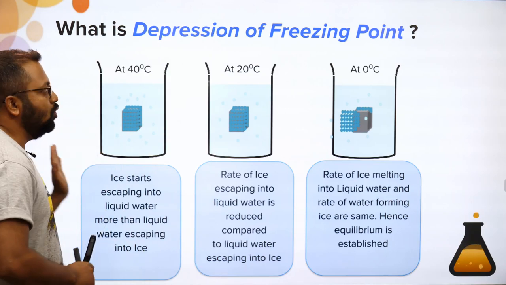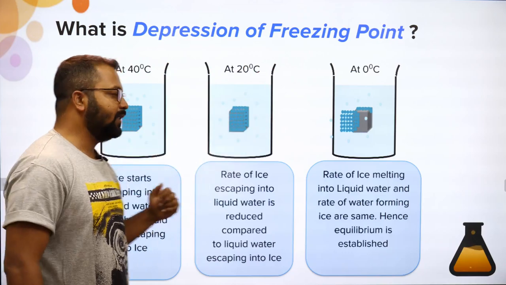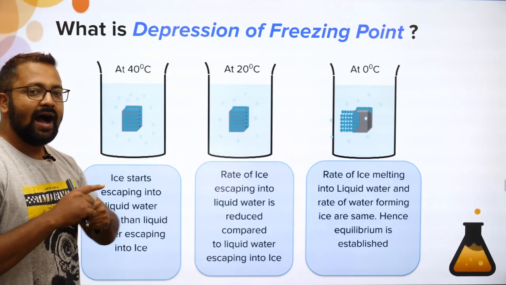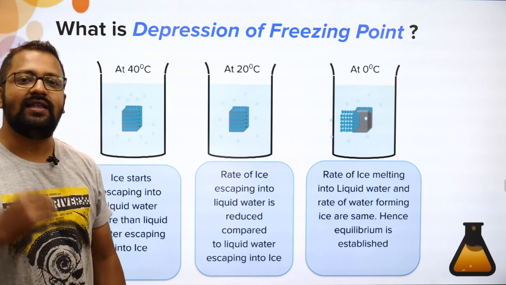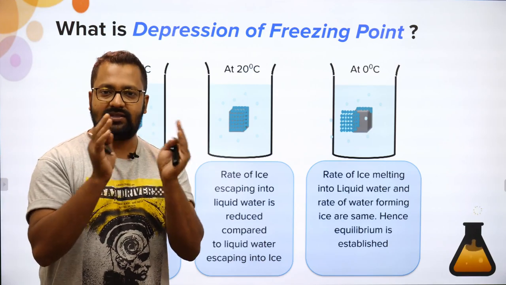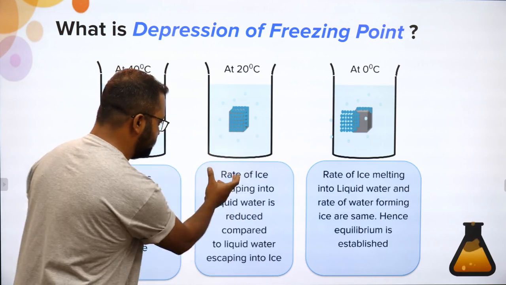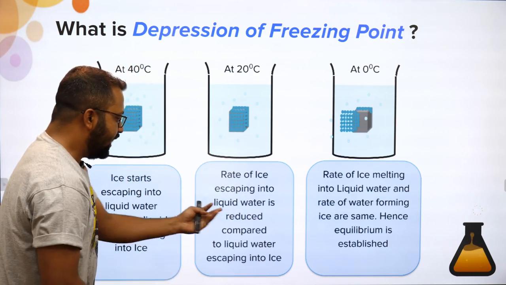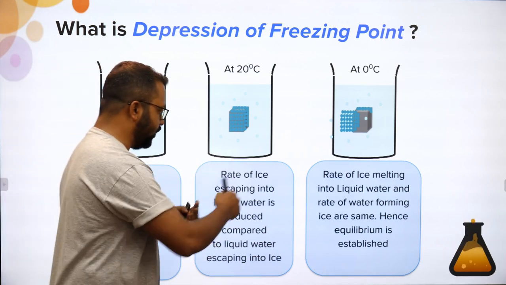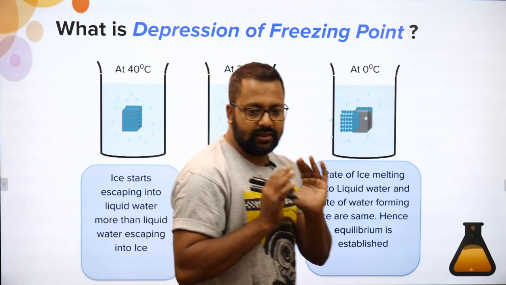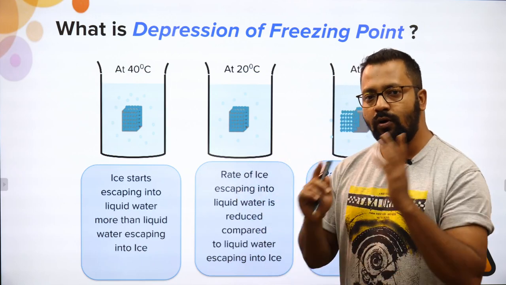Okay, let's lower the temperature a bit. I lower the temperature to 20 degrees Celsius. I would see that the rate at which ice is melting has decreased considerably, and I can see some arrangement happening around ice. So the rate of escaping of liquid water has reduced compared to the liquid water depositing on ice. There's some reduction in the tendency of ice changing into water.